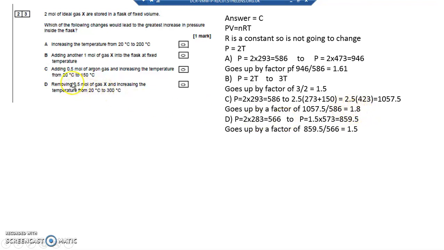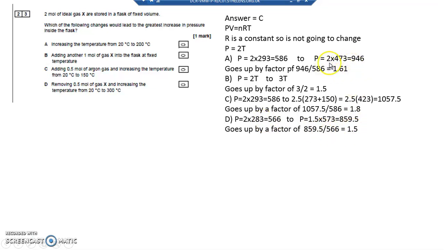And then finally D, removing half a mole of gas, so it's gone from 2 moles down to 1.5 moles here now. From 20 degrees C, that's 273 add 20, that should be 293 there instead of 283. 2 multiplied by 293 is 586. 1.5 multiplied by 573, so that's 273 add 300 is 573, gone up to 859.5. So it's gone up by a factor of 859.5 divided by 586, 1.5 times.